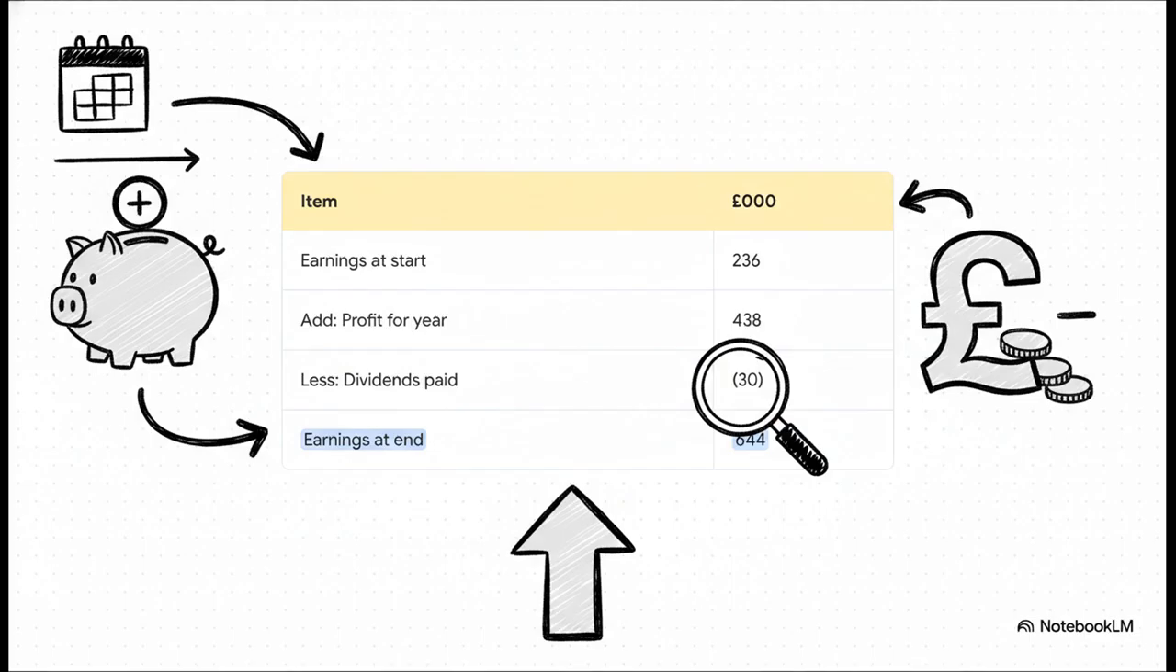Now, this is the really clever bit. This is where our two statements connect. Remember that retained earnings number from the trial balance was from the start of the year? Well, we have to update it. We take that starting number, we add the £438,000 profit we just calculated in our first statement, and then we subtract any dividends that were paid out to shareholders. That gives us our brand new, up-to-date figure.